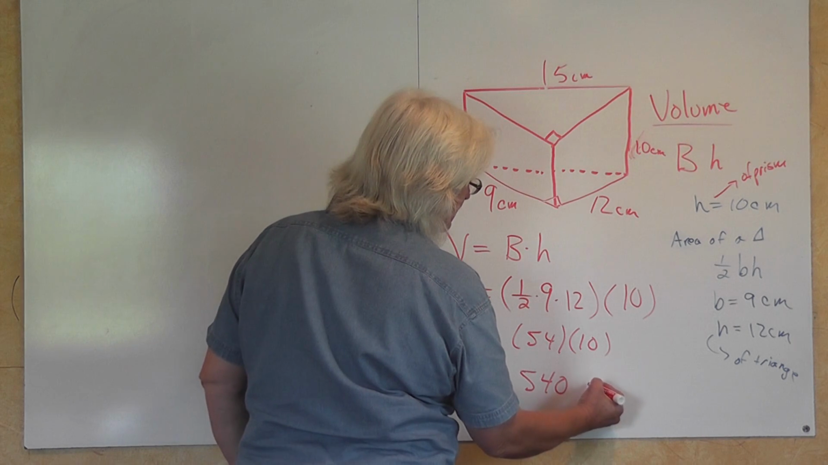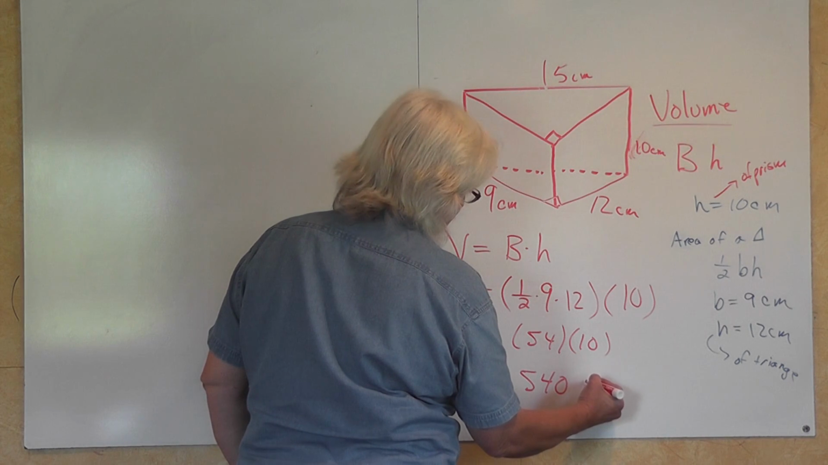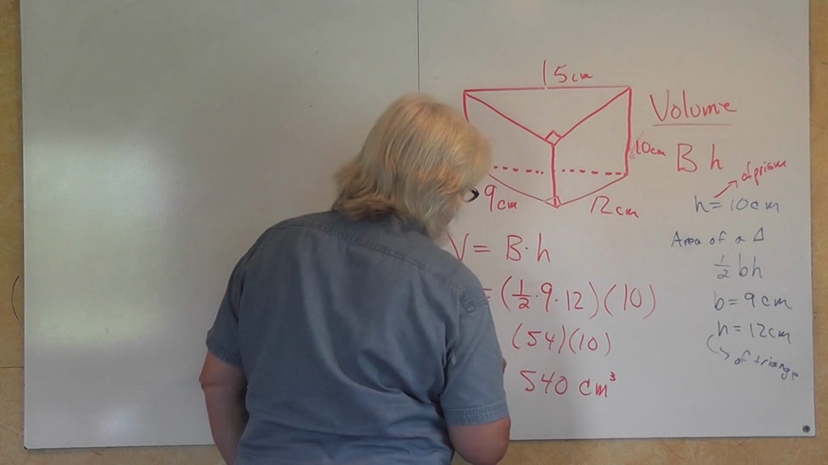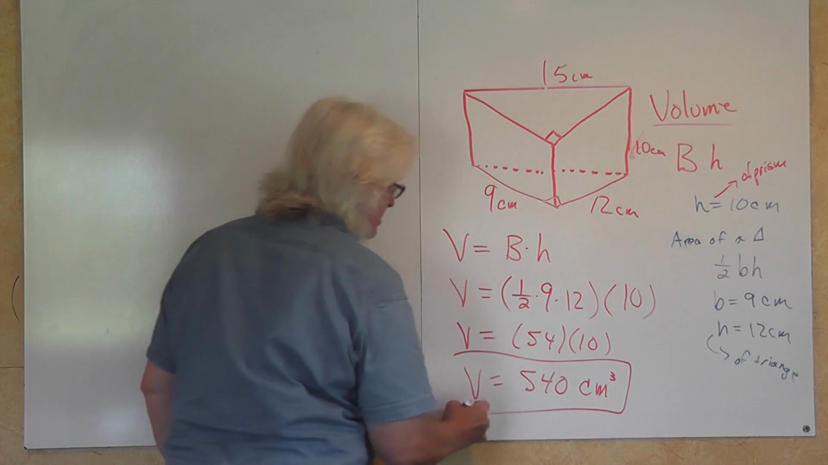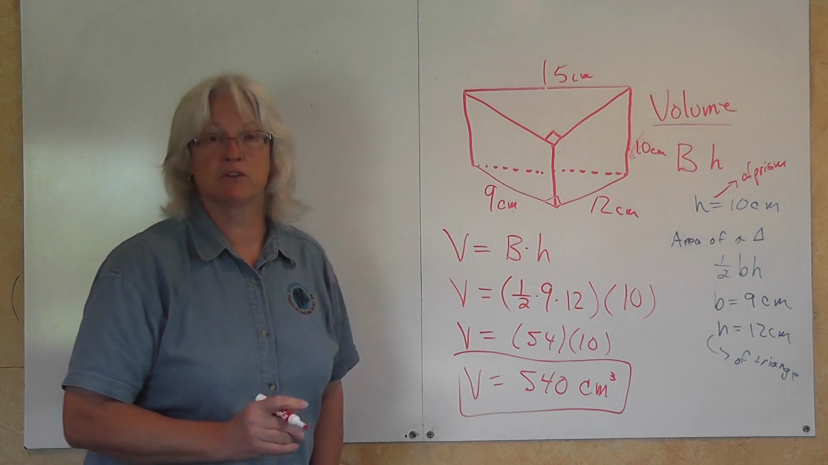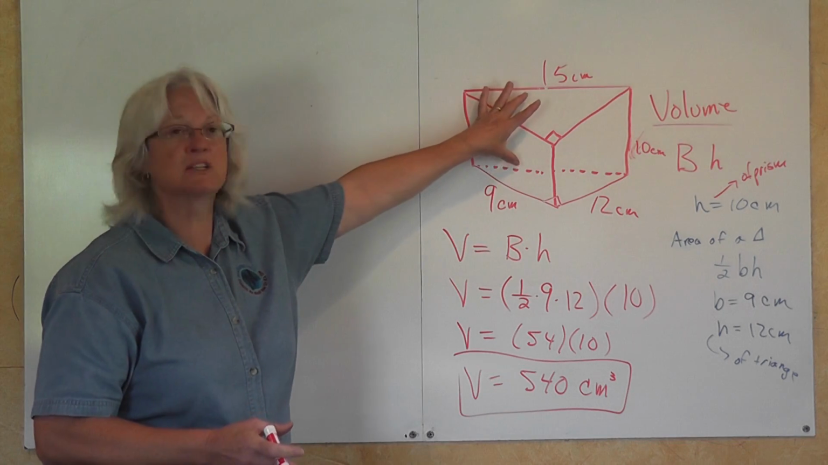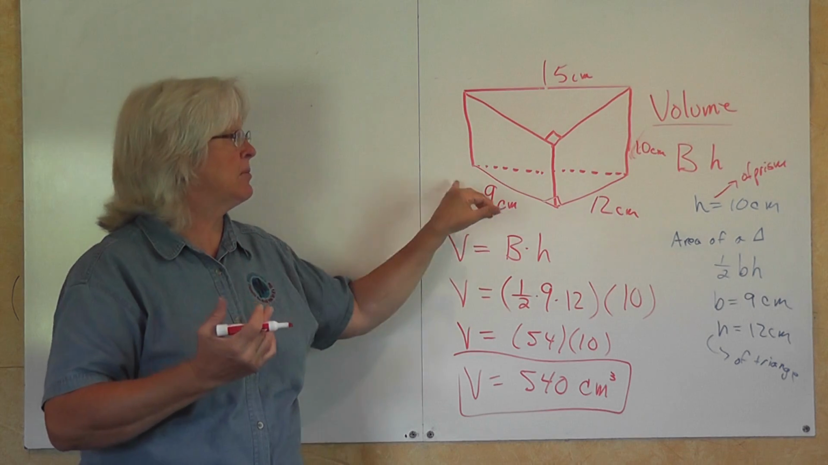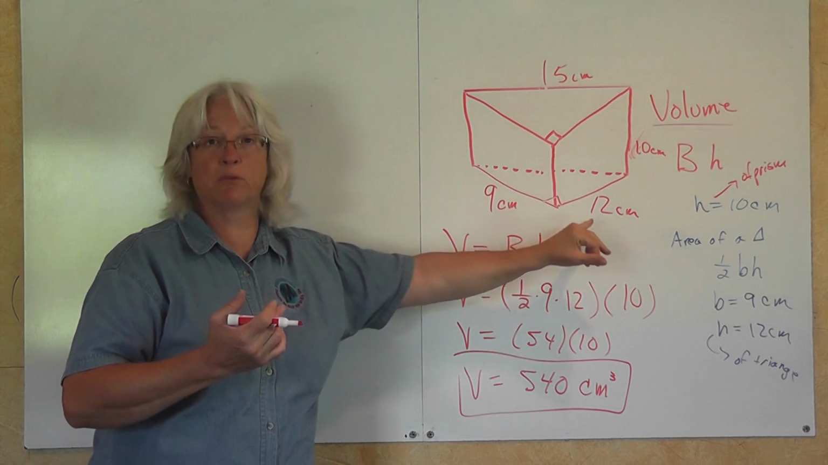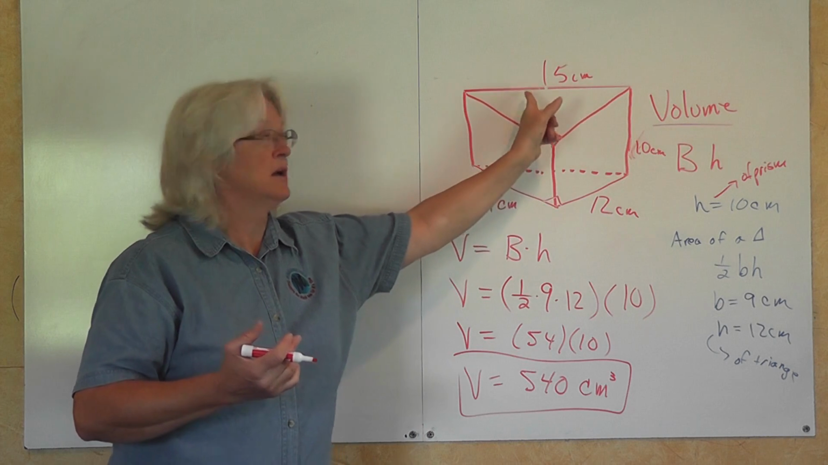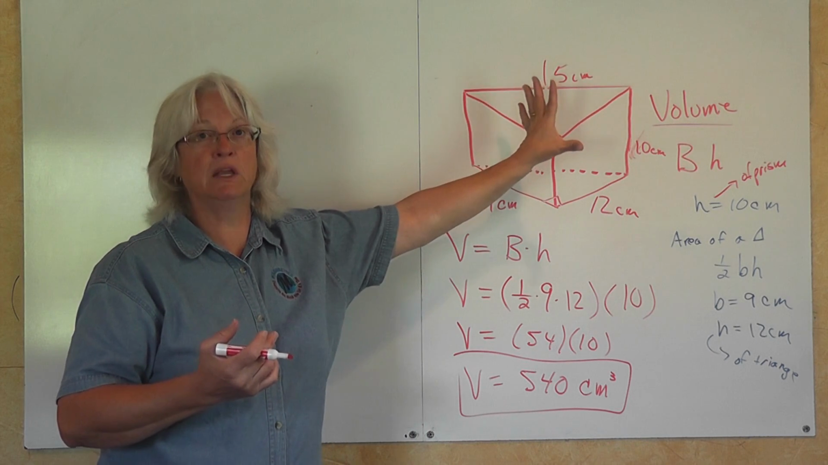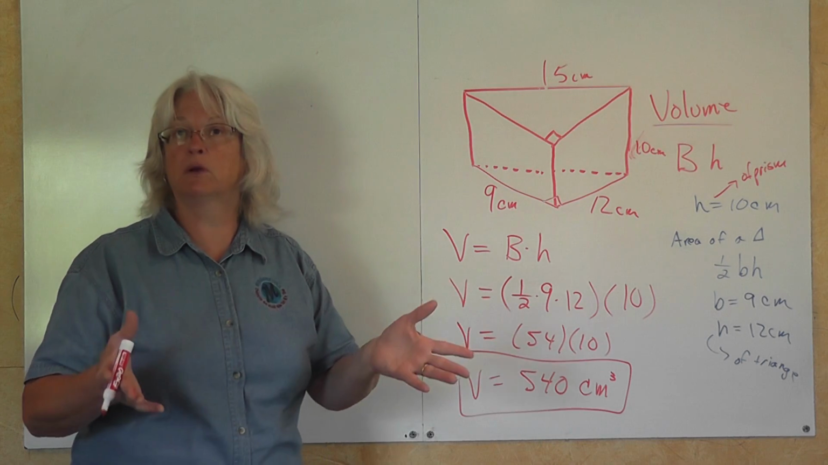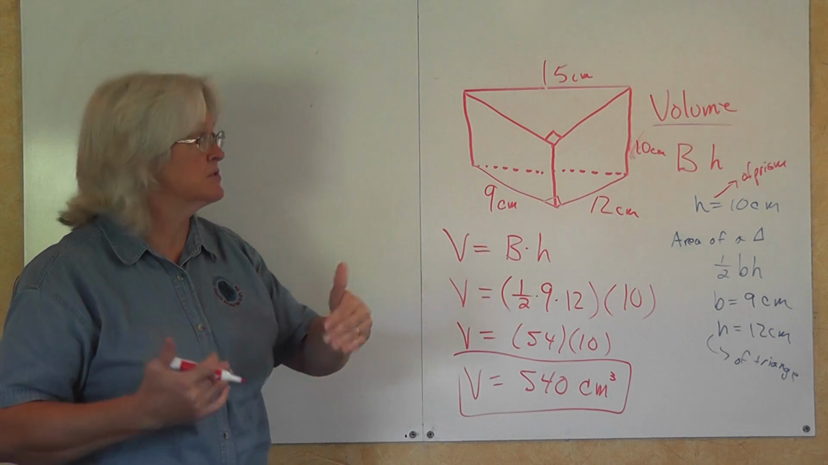So the volume of this triangular prism is 540 cubic centimeters. Now, you're not going to have to draw a sketch. They're going to give you the sketch. You do have to be able to pull out and say, okay, I need this piece of information, this, and I need this. That 15 centimeters right there, I don't need it because I'm not doing anything with the Pythagorean theorem, so I don't need to know anything about the length of the hypotenuse.